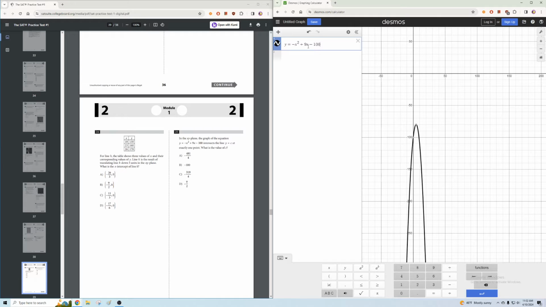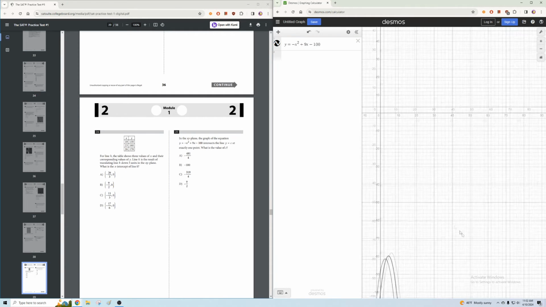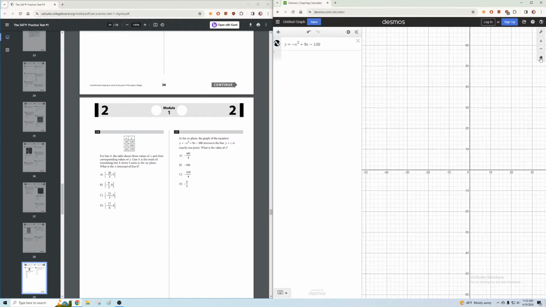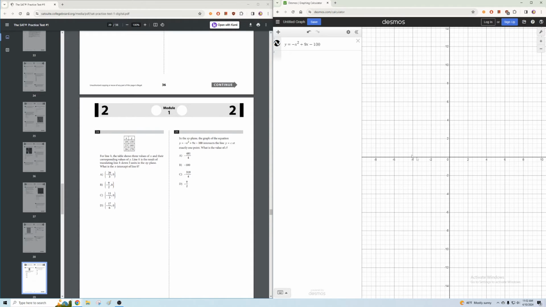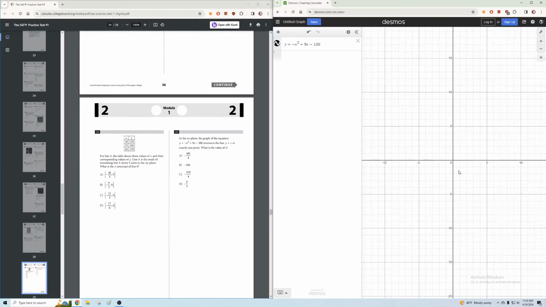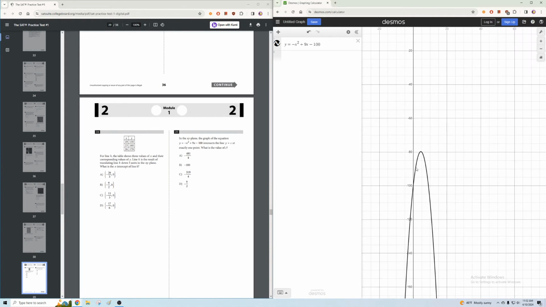If you get an error, say I typed in something wrong here, it'll tell you. You can hover over this little caution icon and it'll tell you what you did wrong. In this case, we're good. Or you can just zoom out. This is the home view, -10 to 10, centered at the origin, depending on the resolution of your monitor. But if you scroll out, here it is.